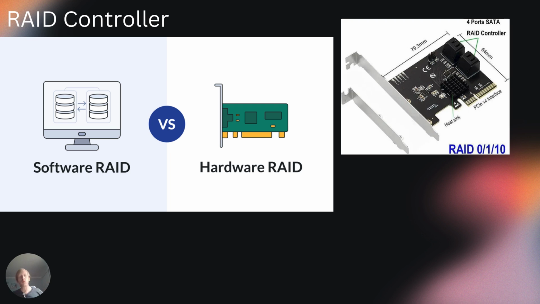RAID controllers. RAID is important. We need redundancy. What does RAID stand for? Redundant array of inexpensive disks, something like that. You can have a software RAID or a hardware RAID. Depending on what you want, you should probably use a hardware RAID. Why not? If you've got the money and the hardware to do it, that's probably the best way to go.